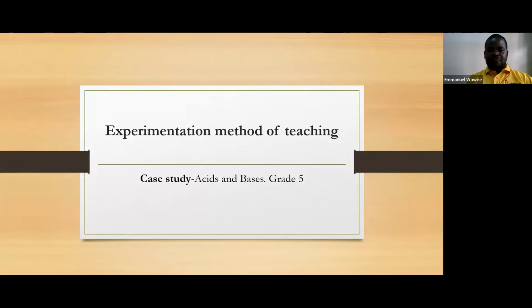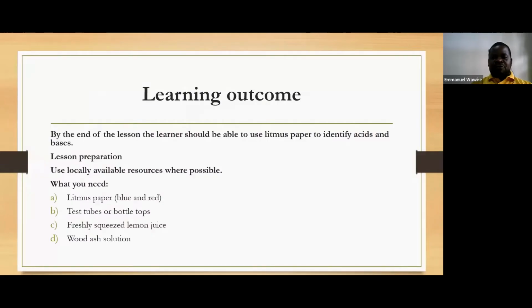Thank you. So, dear viewers, my teaching approach will be a case study of a learning outcome in the grade 5 book, and that is acids and bases. So that is the case study I'm going to share with you. To start with, the learning outcome is: by the end of the lesson, the learner should be able to use litmus paper to identify an acid. Now, how do we approach this?